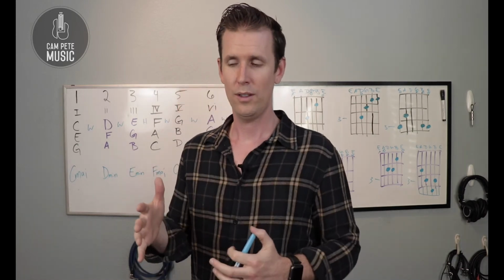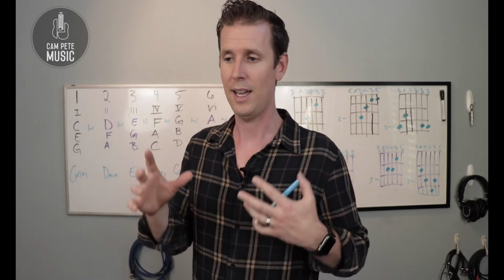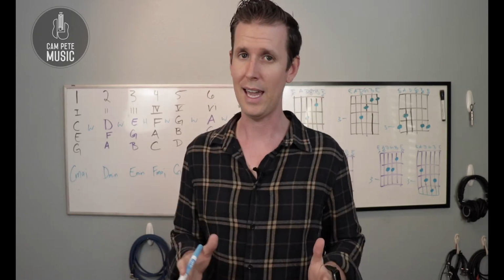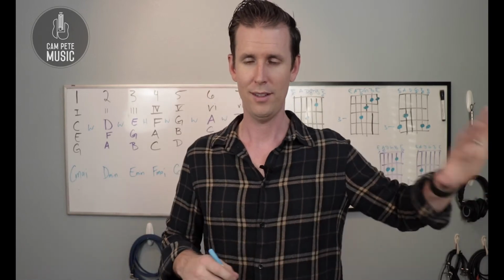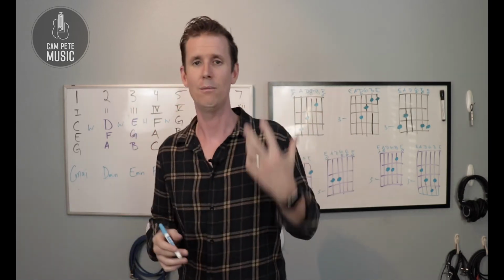The 6th chord, also known as the relative minor, which means that the key of A minor is the same notes as the key of C major, just starts on A. It's another subject. The 6th chord of every major key is minor.